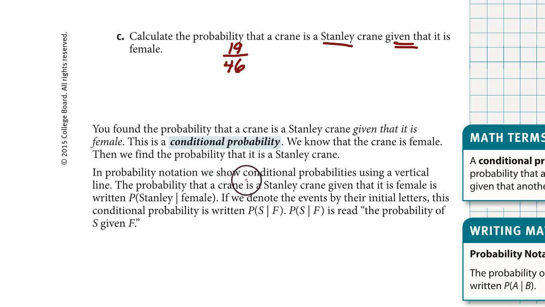In probability notation, we show conditional probabilities using vertical lines. The probability that a crane is a Stanley, given that it is female, could be written like this, capital P for probability, and then in the parentheses we describe what we're interested in. A Stanley, and then see the vertical line? That means given that, we already know it's female. We could further shorten this by using letters of the alphabet, S for Stanley, F for female, and show it like this. So if you ever see these symbols and you know you're working with probability, this means the probability of S given that F has already happened.